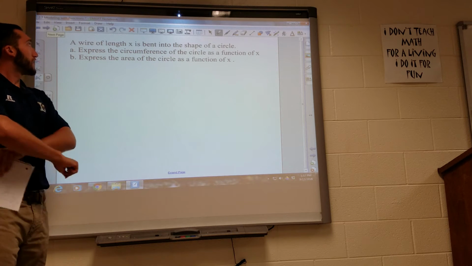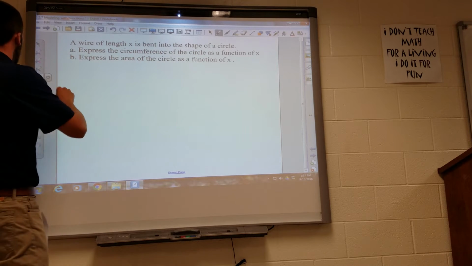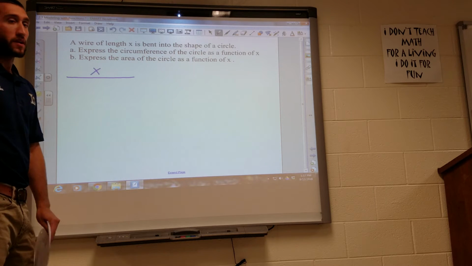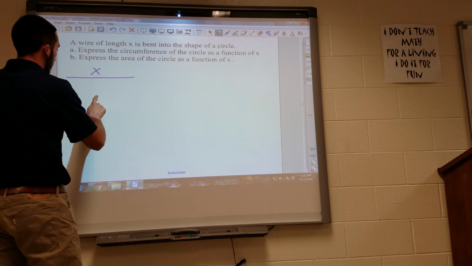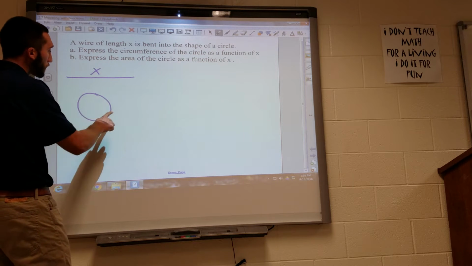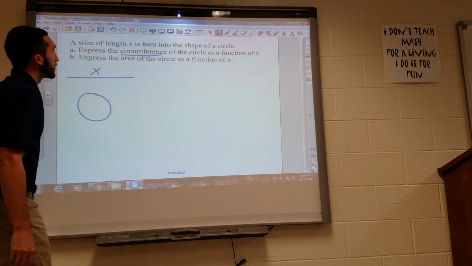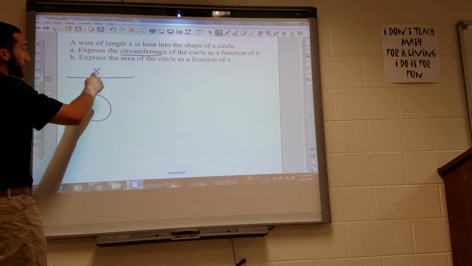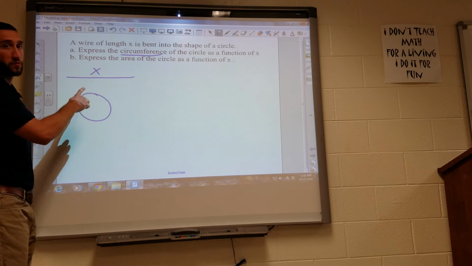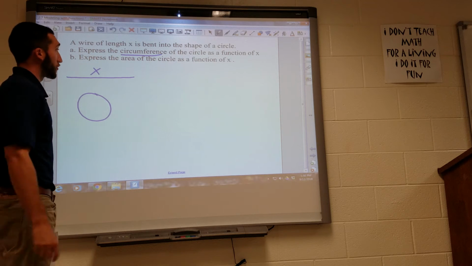Next one. They tell us a wire of length x is bent into the shape of a circle. Right? So if we have a wire, let's say length x, they're telling us that is the same, right? So the whole circumference of the circle, right? That circumference is x, right? I just took this and I bent it into a circle. Now they might not look the same length, but we're going to assume the same length. They just took that wire length x and bent it into a circle.